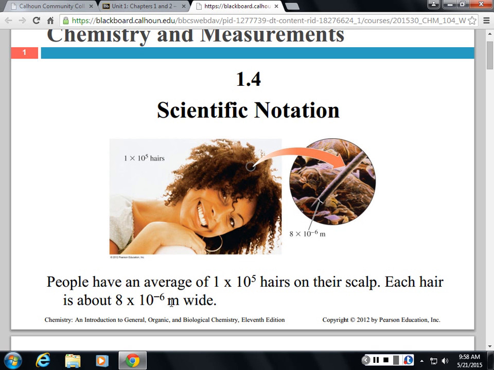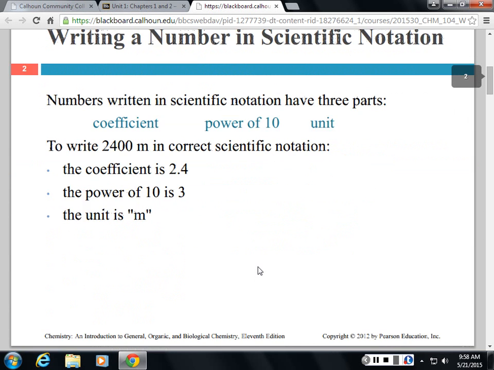So most of the numbers that we report in chemistry, we also have a unit. So we have meters or centimeters, or the list could go on and on of what our unit is. So I just stated that you have a coefficient. If you look at the number 2,400, it's not an extremely large number, but typically at about the power of 3, the number does look a little bit better in scientific notation.